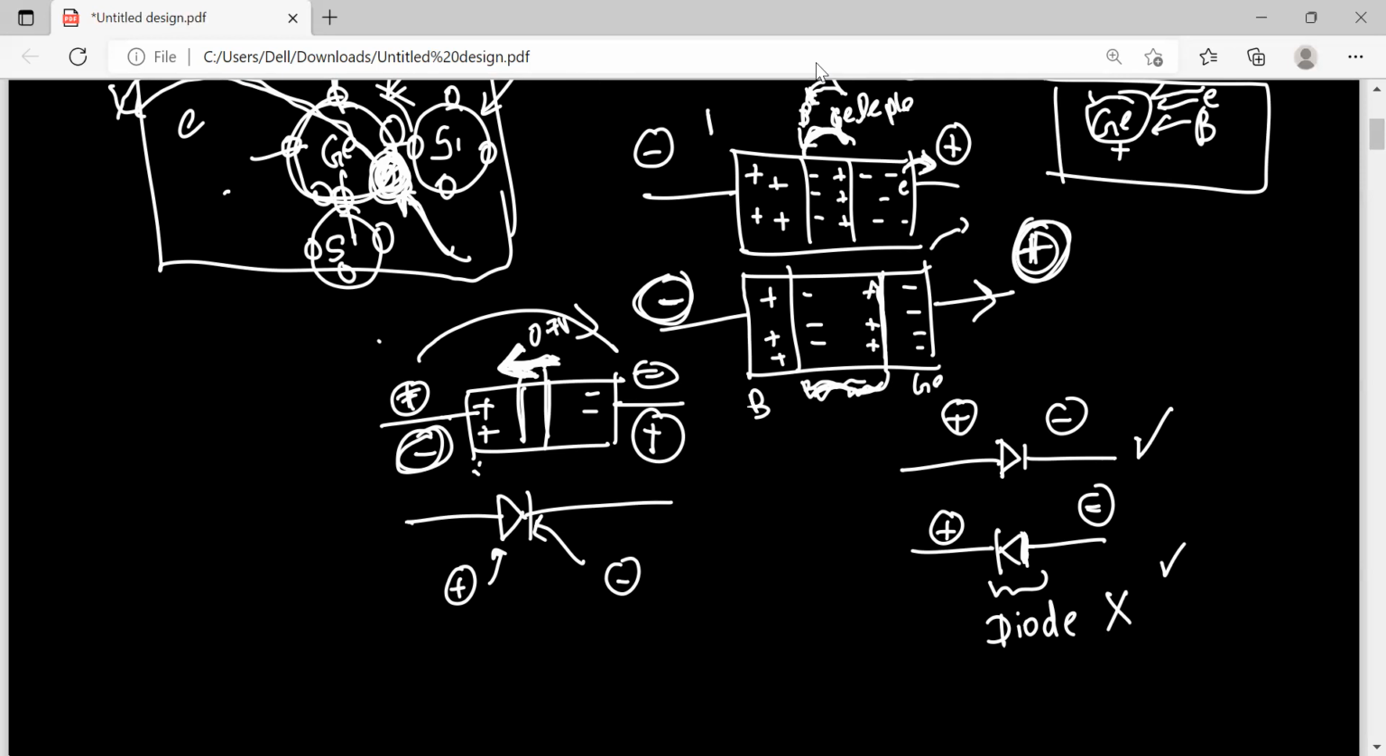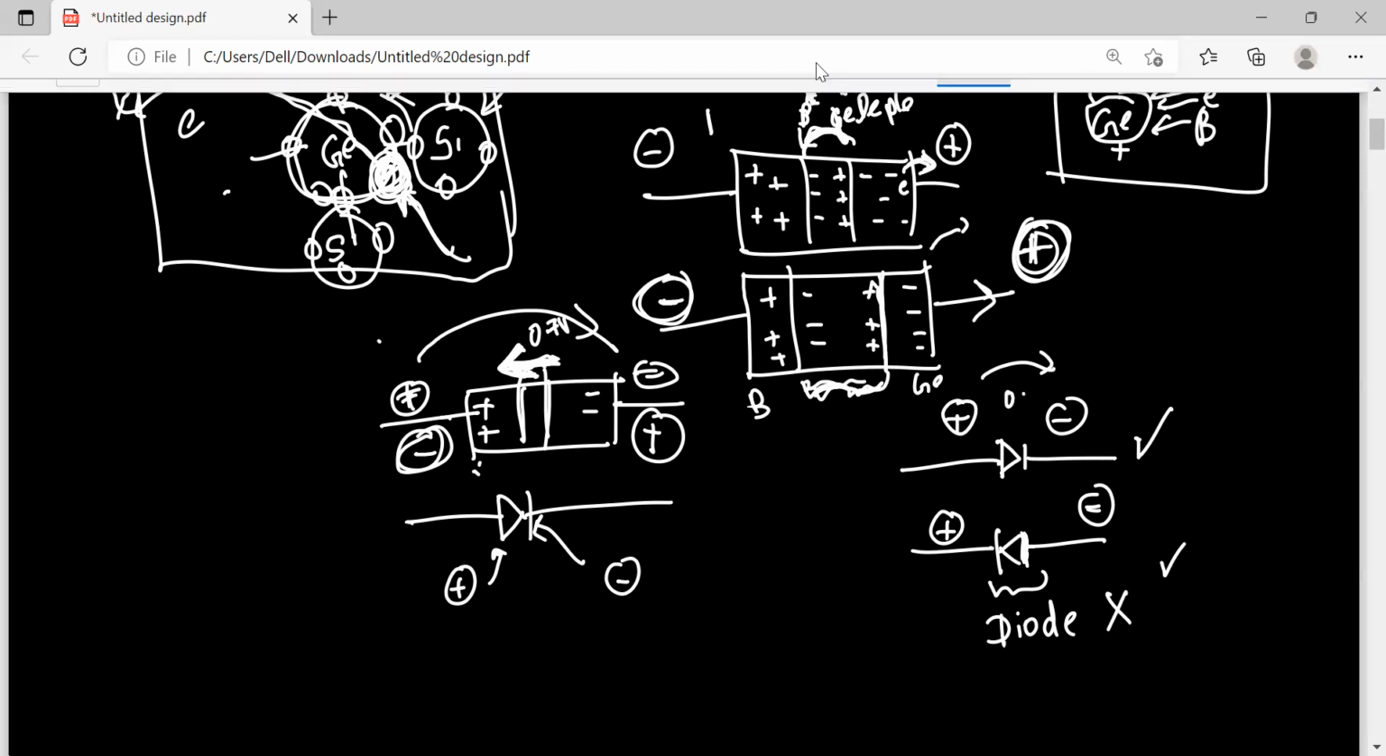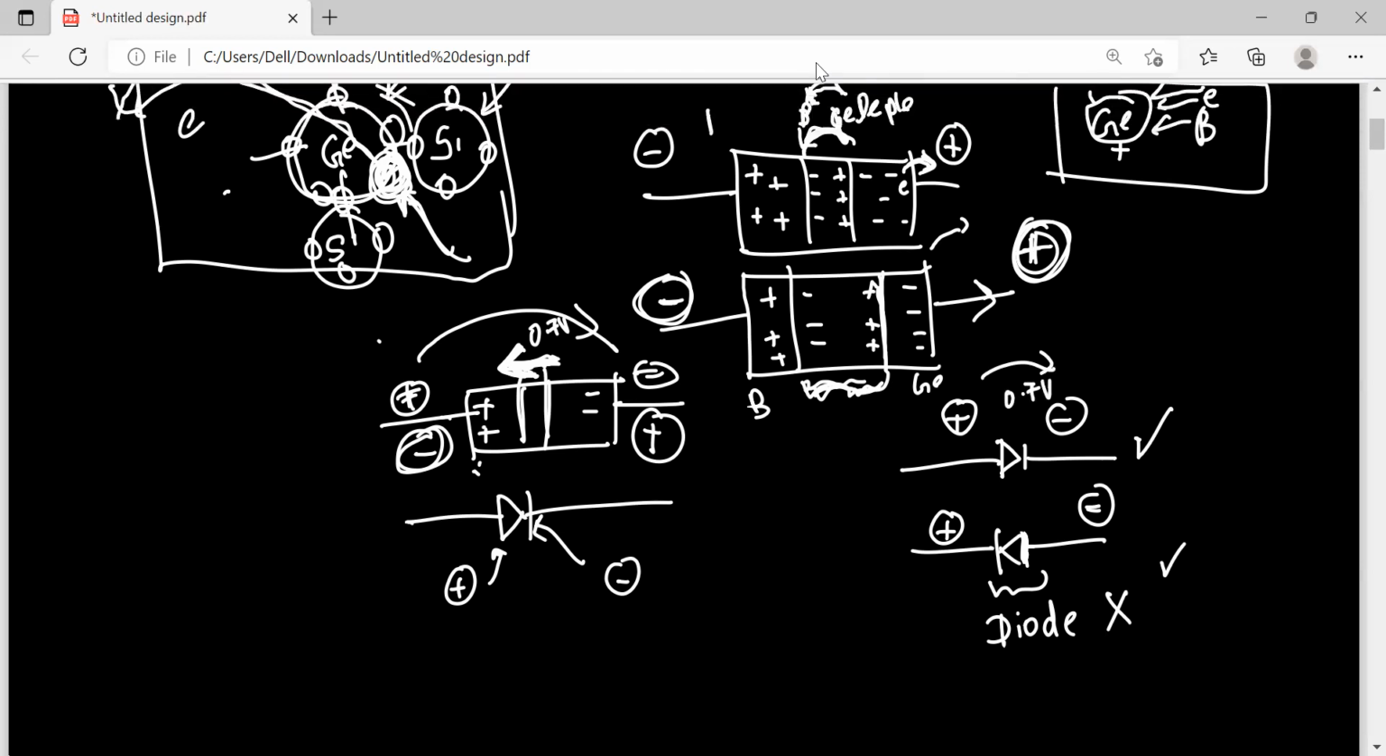And always remember, if there is a forward bias, we need to give a voltage higher than the resistive voltage of the diode depletion region. Otherwise, it won't conduct the current.